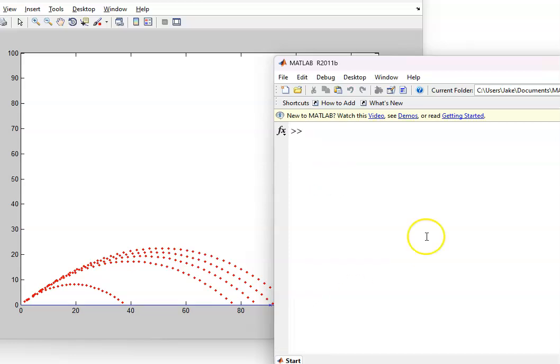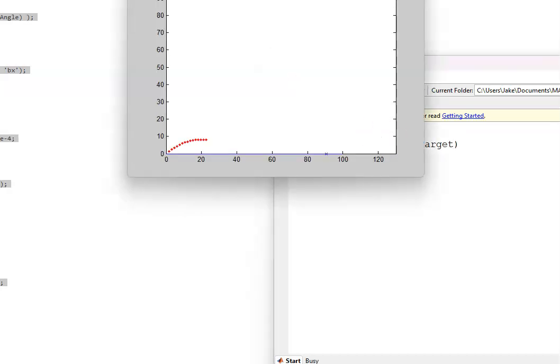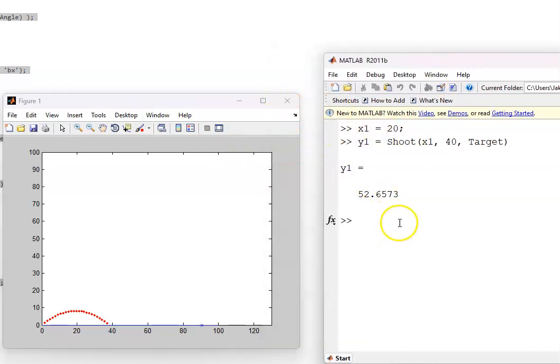So if I do California method, I first take a guess. Let's try 20 meters per second. Let's do it this way. X1 is 20. Y1 is shoot of X1, 40-degree angle. Launch a tennis ball with that initial condition. And I missed. Let's try X2 is 25. Find the error with that one.